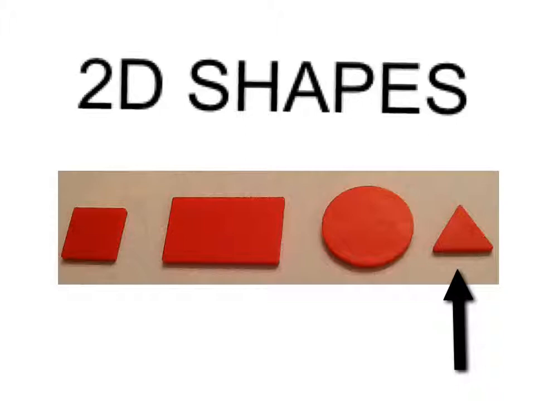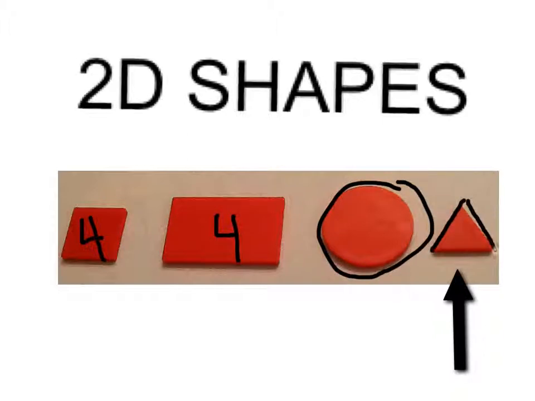Alright, this is a triangle. A triangle has not 4 sides like our other shapes here, and not round. It actually has, let's count, 1, 2, 3 sides, and then it meets at 3 points, whereas our rectangles and squares meet at 4 points with 4 sides. Our triangle is a little different because it only has 3 sides and meets at 3 points. So let's look at some more.